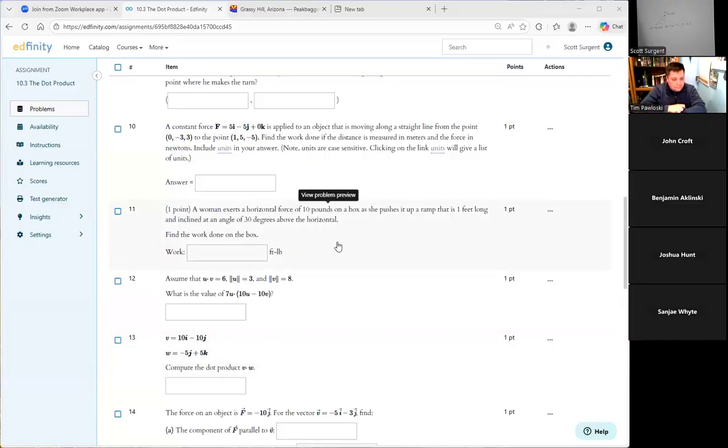A woman exerts a horizontal force of 10 pounds on a box as she pushes it up a ramp that is 1 foot long and inclined at an angle of 30 degrees above the horizontal. Find the work. Let me copy that down. So the ramp itself is a foot long, 30 degrees, and she's putting a horizontal force.